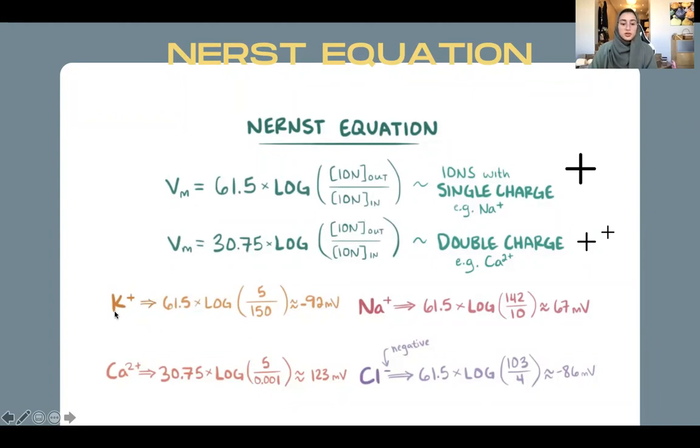So we just know, again, potassium is higher inside, not outside. Everything else is the opposite. And that's what's going to create our equilibrium potentials. And again, chloride is a negative ion, so you're going to consider it as a negative equilibrium potential.